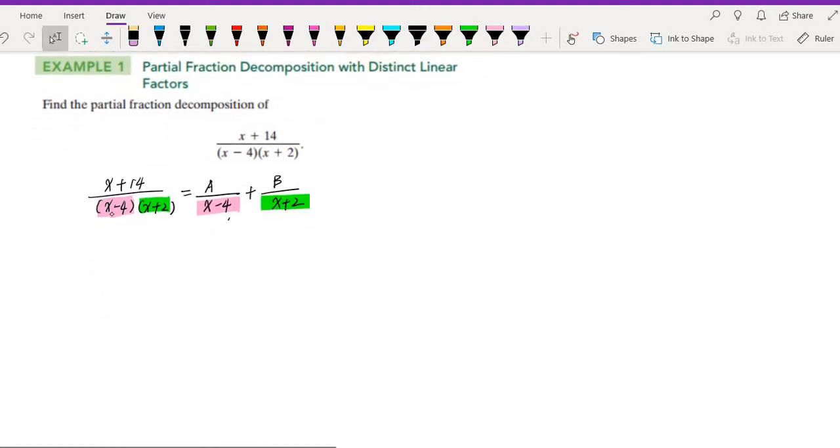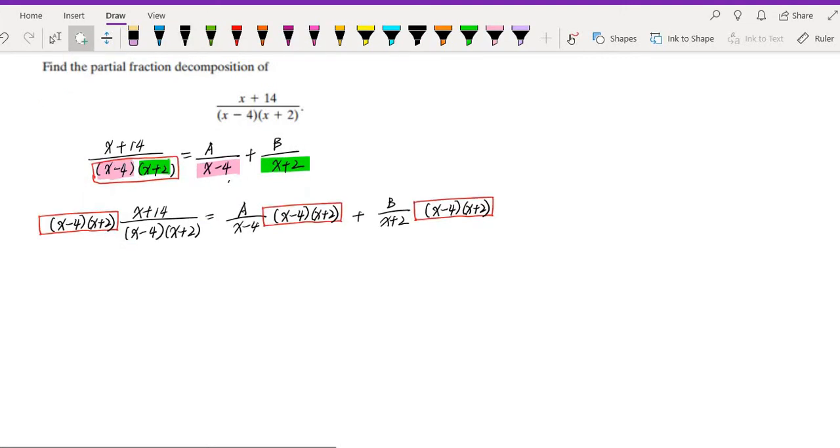The next step we're going to do is take whatever this denominator is, and you're going to use it to multiply every single term. So let's go ahead and write them down. We'll just multiply this by every single term. Now we're going to start cleaning this up a little bit.